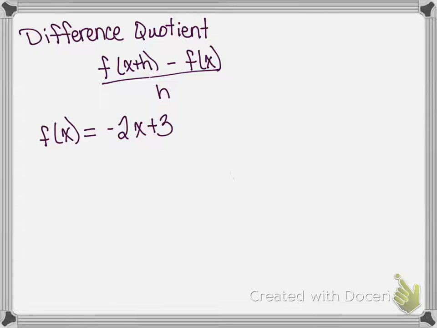So I've drawn a picture up on the board. It's a picture of a parabola, and it's a picture of a line that is tangent to a point on that parabola. And so that's what's called instantaneous slope. And this right here helps us to find that.